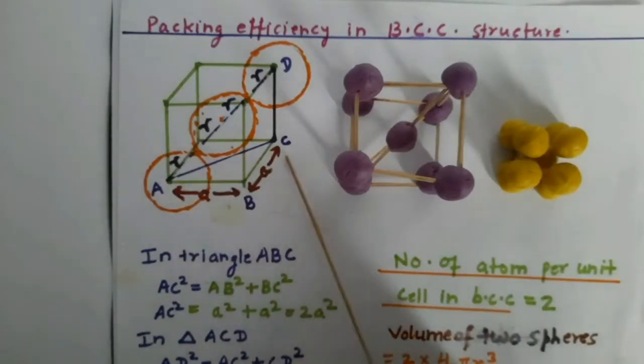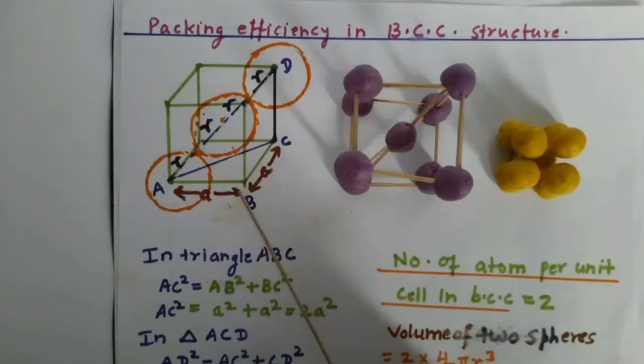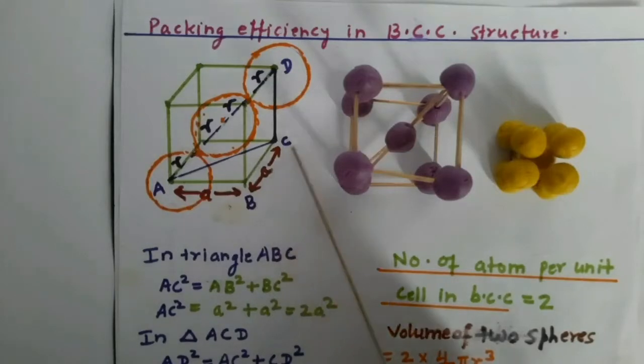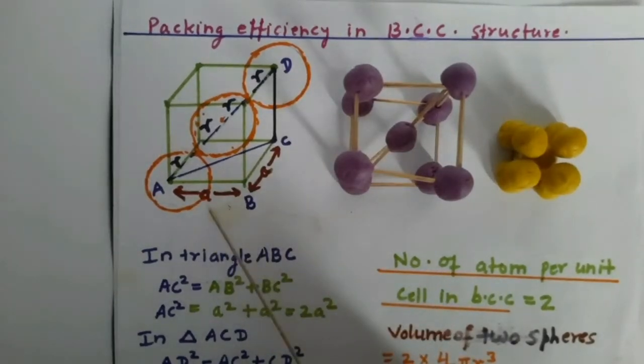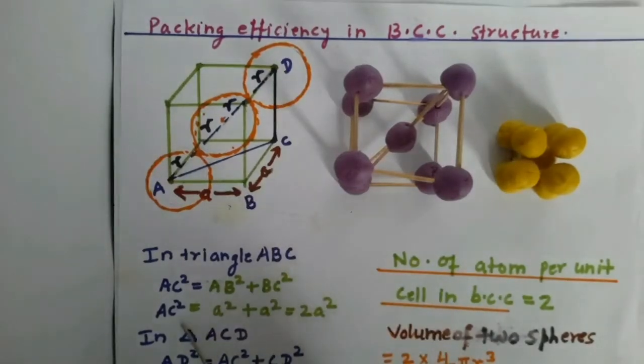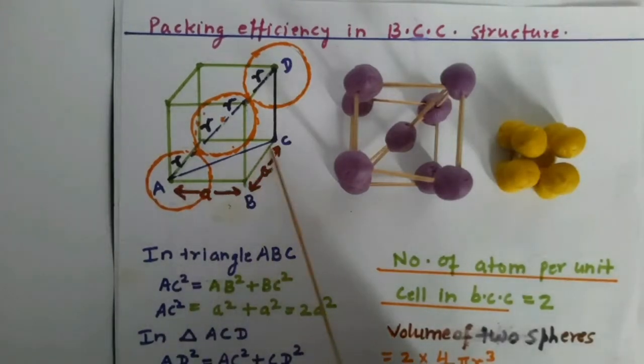This is a right angle triangle, and according to the Pythagoras theorem, AC square will be equal to AB square plus BC square. AB is equal to a, and BC is also equal to a. So substituting the values of AB square and BC square, AC square will be equal to a square plus a square, that is twice of a square. In this triangle, AC square is equal to 2a square.